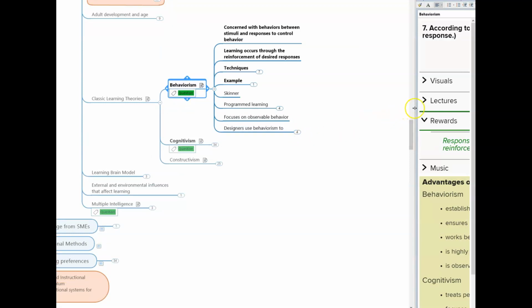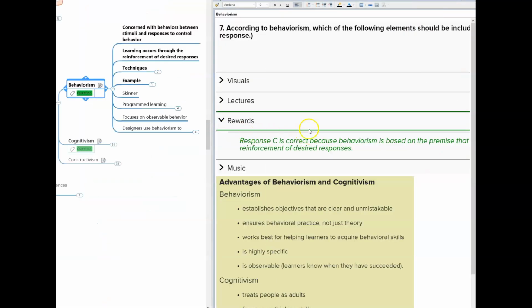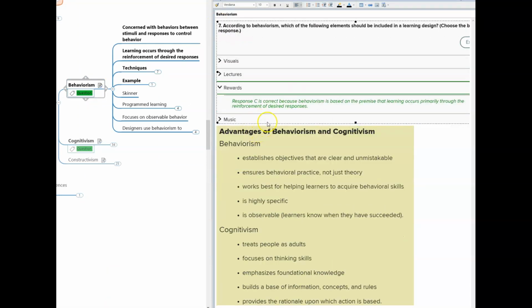Question. According to behaviorism, which of the following elements should be included in a learning design? The answer is rewards. Rewards are important in behaviorism because it's based on the premise that learning occurs primarily through the reinforcement of desired responses.